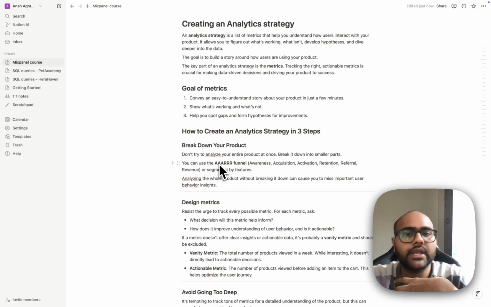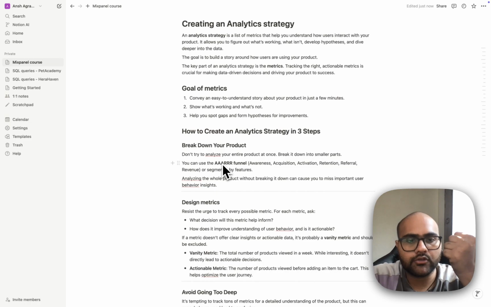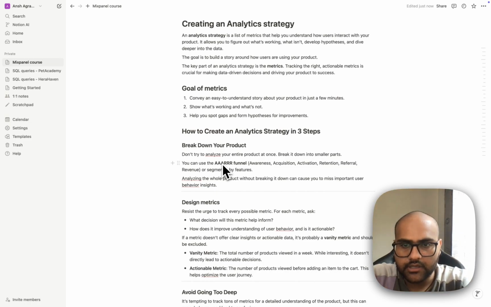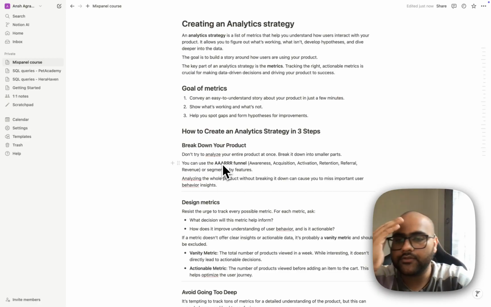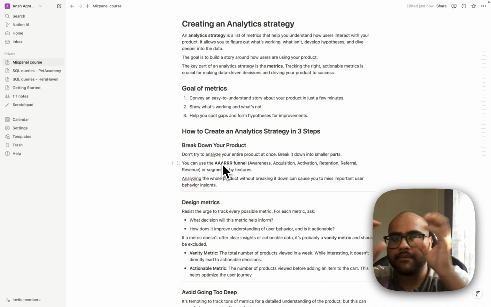Now, how do you create an analytics strategy? In three steps. The first step is breaking down your product. Don't try to analyze your entire product at once. Break it down into smaller parts. The framework that I love using is called the AAA funnel. It stands for awareness, acquisition, activation, retention, referral, revenue. And the reason I love this is because any product has this journey embedded into it.